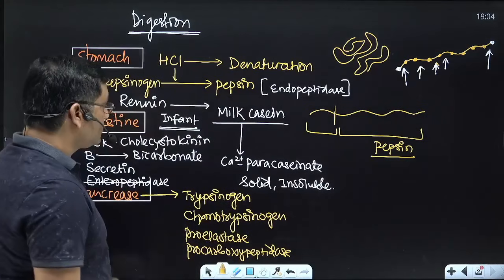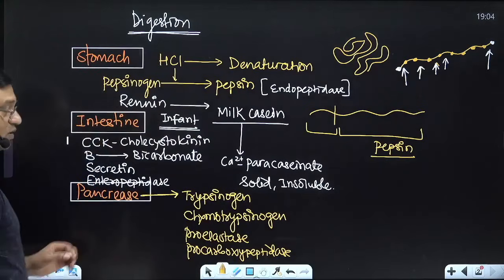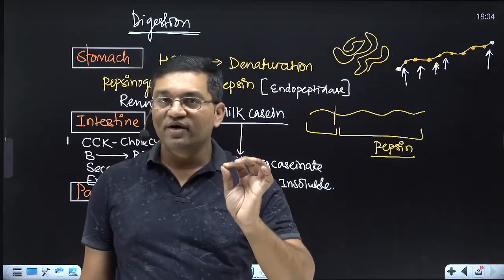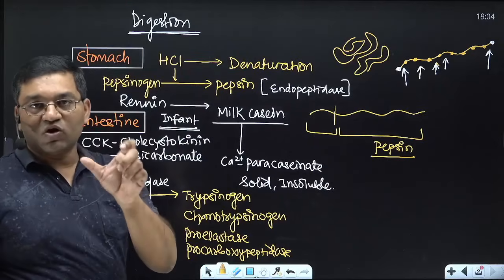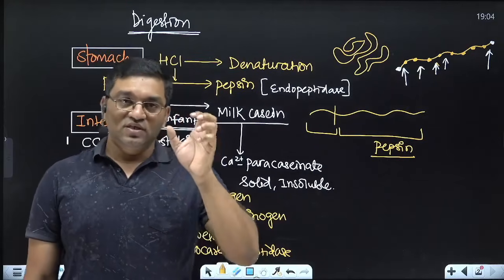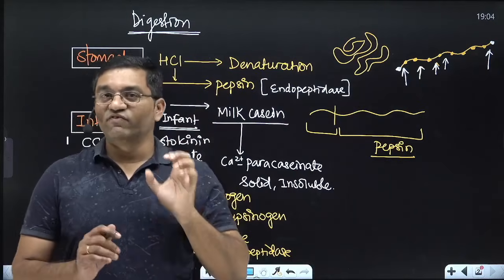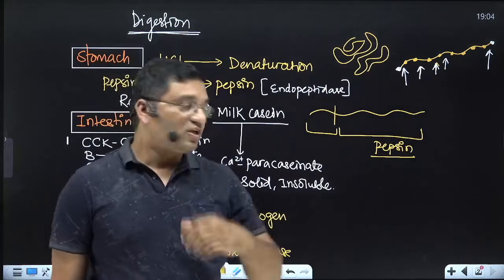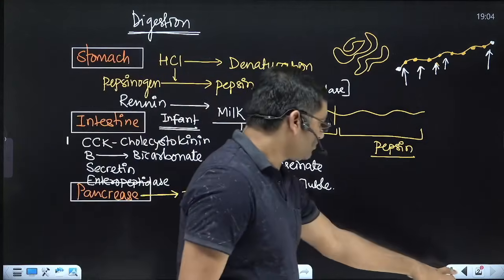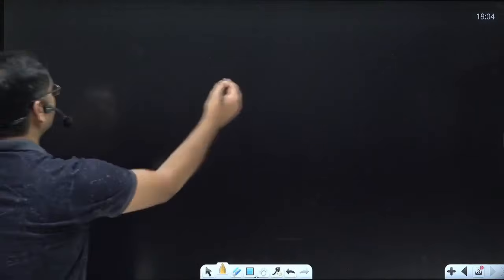And then there is the role of the mucosal cell. From the mucosal cell, there is release of aminopeptidase and dipeptidase that will act on the smaller peptides and convert them into free amino acids, which get absorbed from the intestinal mucosal cell. Okay, now see.